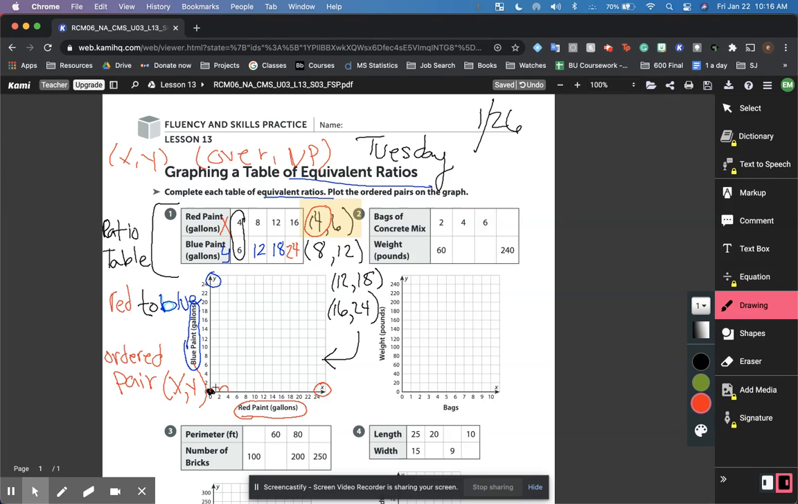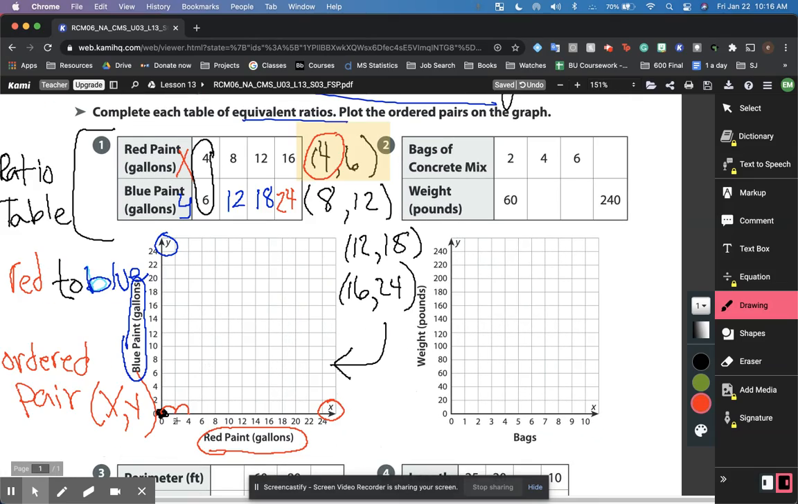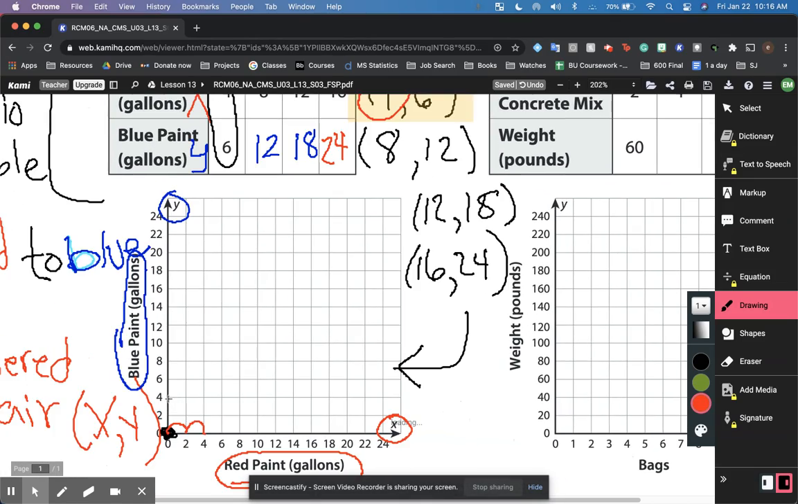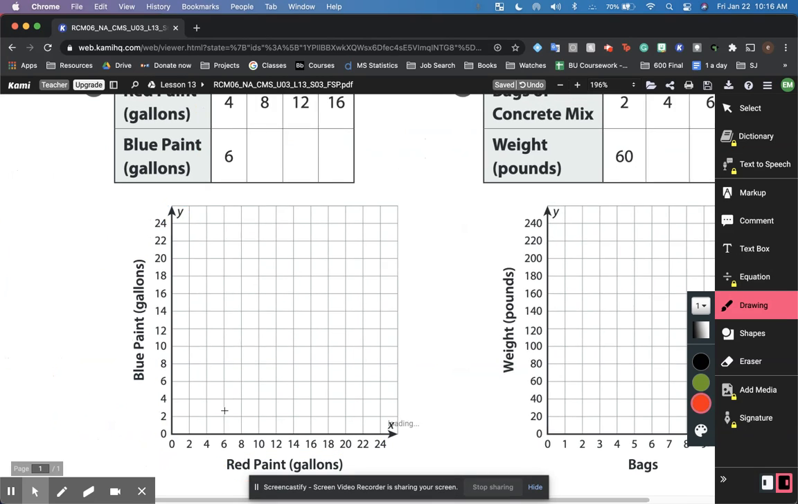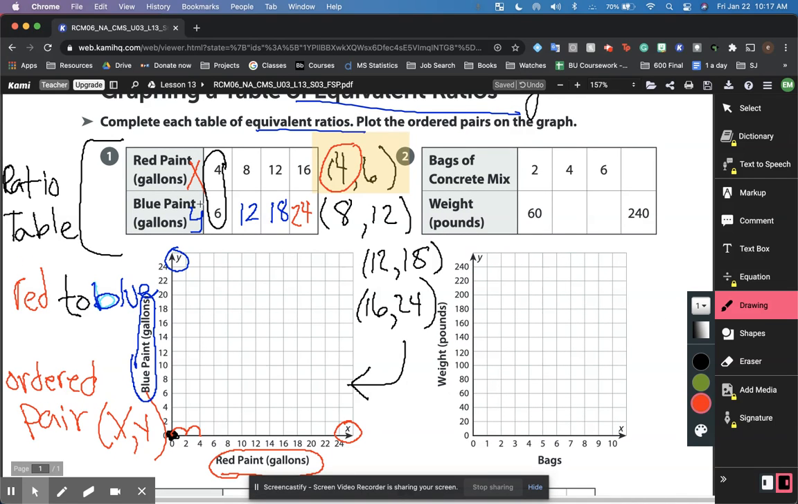Even though I only moved over 2 boxes, you can see, maybe I can zoom in for you. Each box is worth 2. So I'm moving over to my 4 spot by moving over twice. After I move over 4, I need to move up 6. Right? Because my Y number, my up number is 6. So I'm going to find 6 on my Y, or I'm going to move up my graph 2, 4, 6, and I find the place for my first point. So I'm going to plot that here.